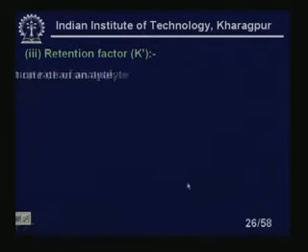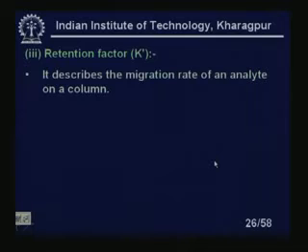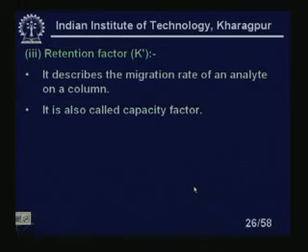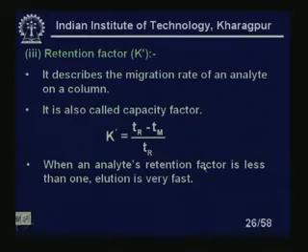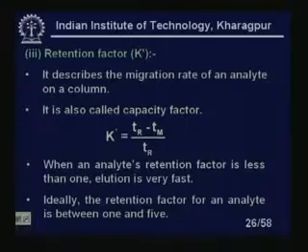Retention factor K dash is another term, which describes the migration rate of an analyte on a column, okay. It is also called the capacity factor. K dash equals Tr minus Tm by Tr, okay. Obviously, it is positive because Tm is always less than Tr. When an analyte's retention factor is less than 1, elution is very fast, which is very undesirable. If the elution is fast, it is very difficult to make the analysis. Typically, the retention factor for an analyte is between 1 and 5, okay.